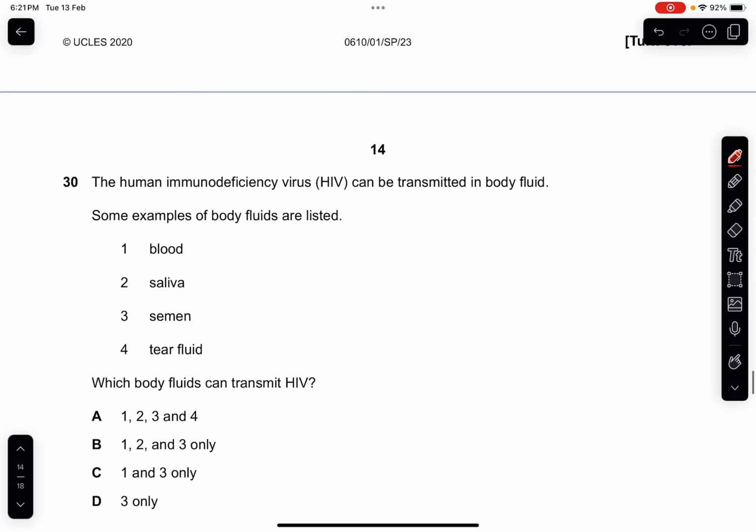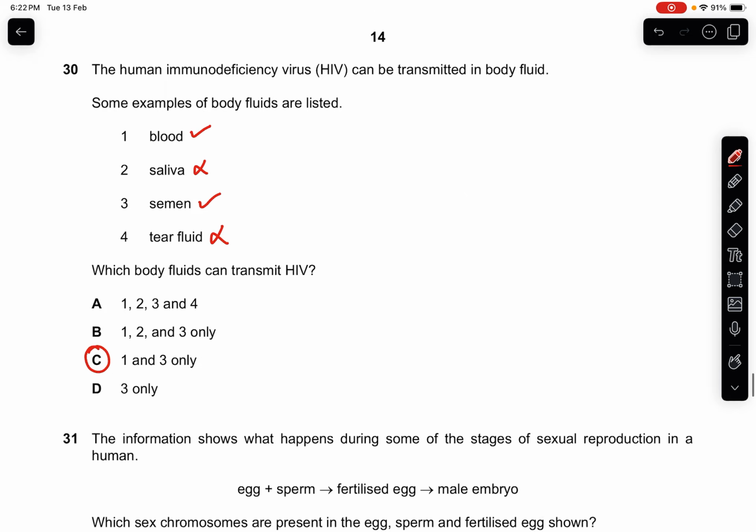Question 30. The human immunodeficiency virus can be transmitted in body fluid. Some examples of body fluids are listed. Which body fluids can transmit HIV? HIV can be transferred through those that can be contaminated easily, such as blood. Saliva, not really, because saliva is used for chewing food. Otherwise, whatever we've been eating, we might get HIV, which does not make any sense. Semen, yes, because it's something that requires contact, but tear fluid, there isn't. So the answer is 1 and 3.